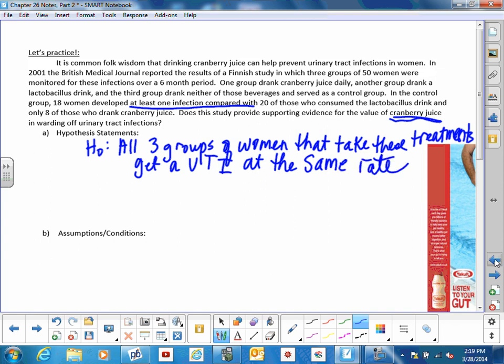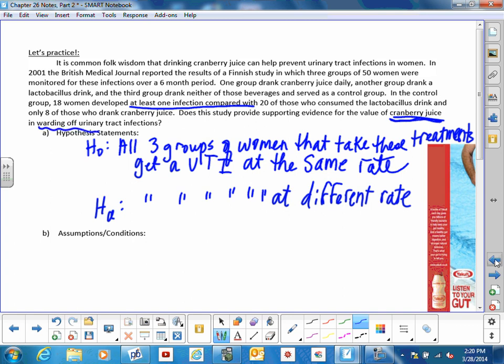Okay. So then our alternative is that same thing. All three groups of women with these treatments get a UTI at a different rate. Now notice that you cannot do tail direction on this. I'm not saying less than or greater than. Later, whenever I show you one other component of this, we will be able to address the direction of warding off them and having less happen with the cranberry juice, okay?